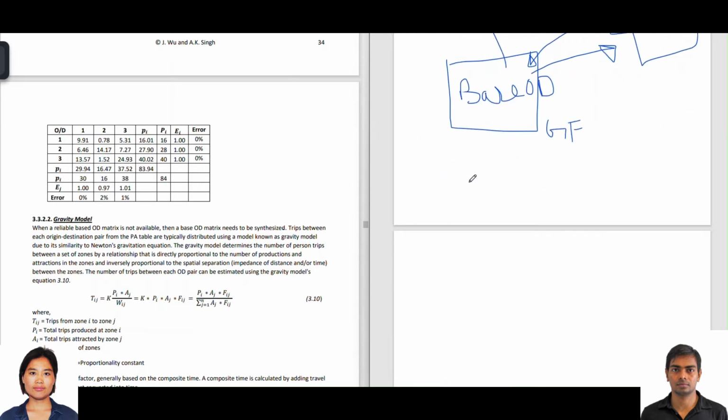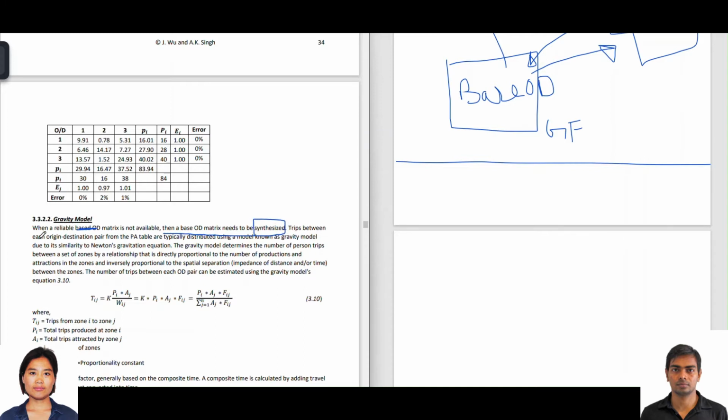Now, if the base ODs are not available, which is the case for the majority of TDM models, this base OD needs to be synthesized. So when a reliable base OD matrix is not available, then a base OD matrix needs to be synthesized. It's also called synthesized OD.